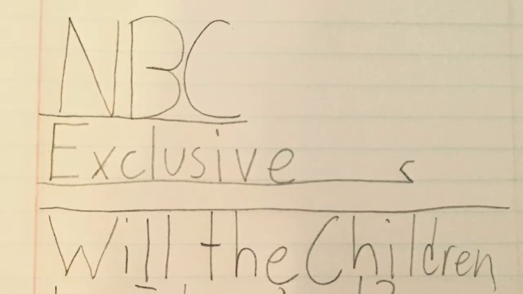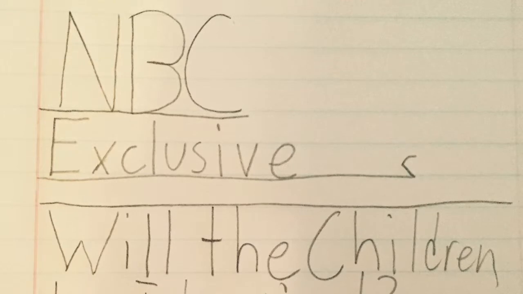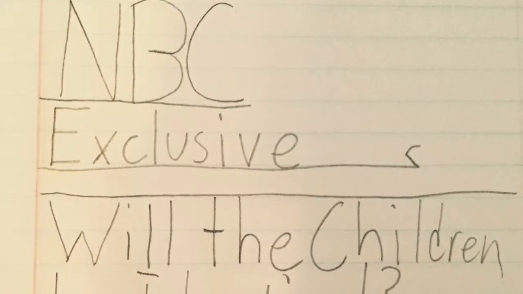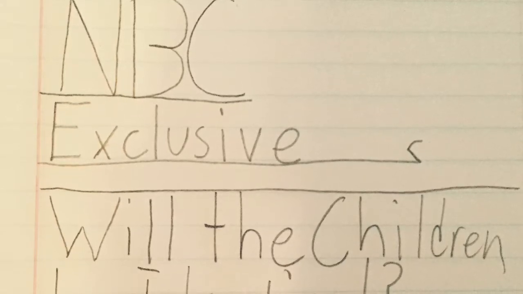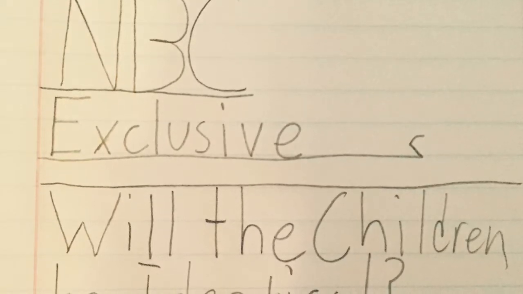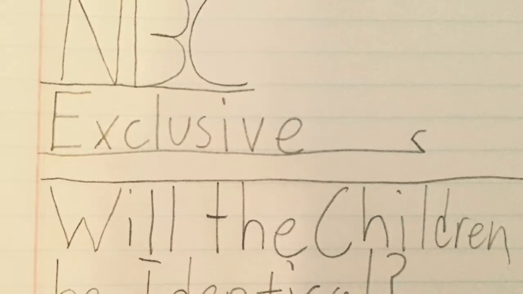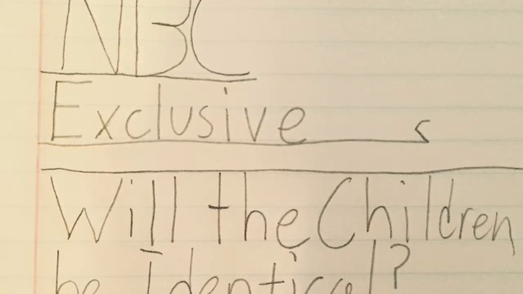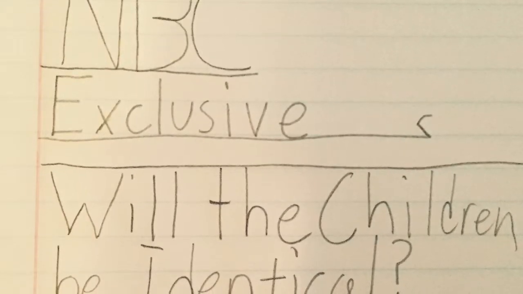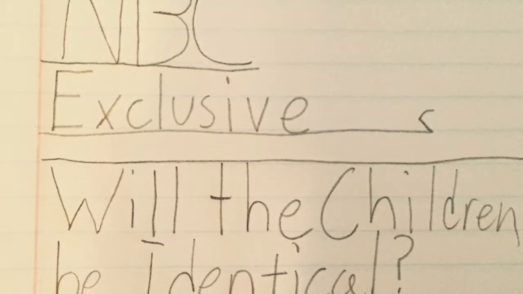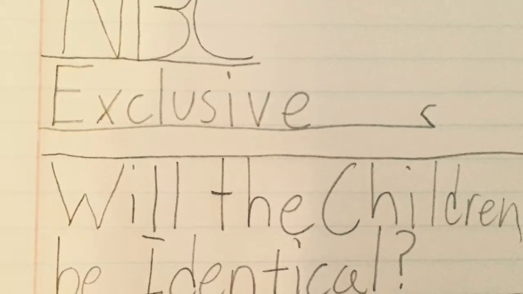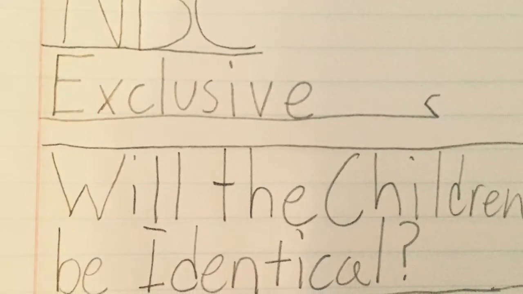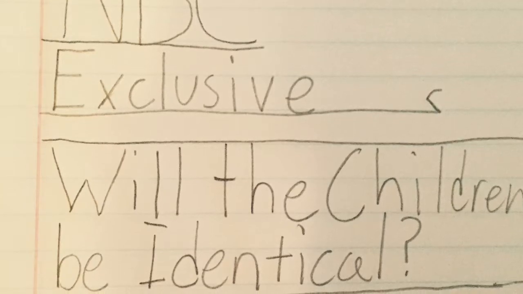Today on NBC, we will be speaking of a question that one of our viewers has asked about genetics. The question is, if two twin brothers had children with two twin sisters, would these children be identical twins? Throughout this newscast, we will discuss how this is highly improbable to happen.